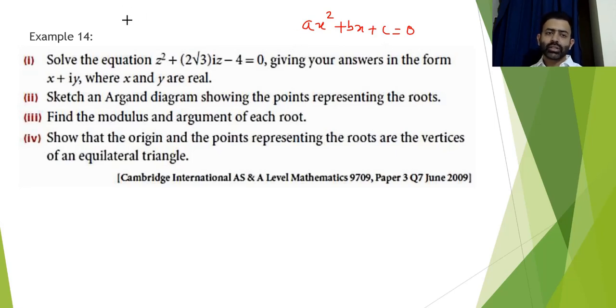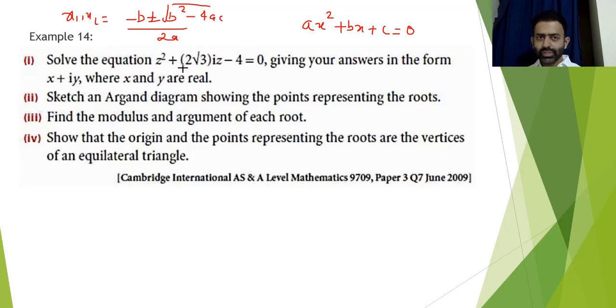and we say that the roots are given by minus b plus minus the square root of b square minus 4ac, over 2a. This is the general formula for the roots of a quadratic equation, right? This plus minus indicates that if x1, x2, whatever, are the roots of the quadratic equation, and the coefficients of this equation are real, then we say that the complex roots occur in conjugate pairs, right?